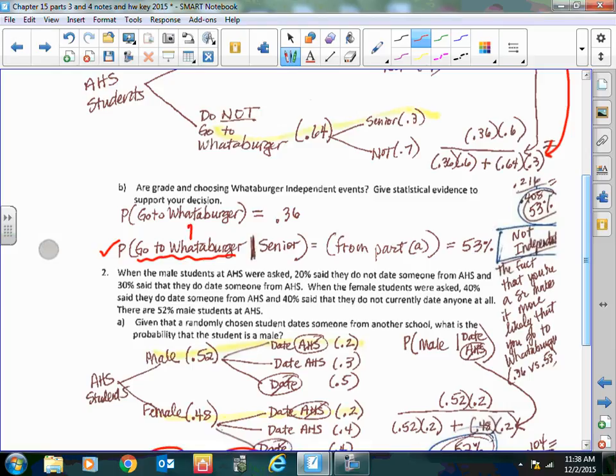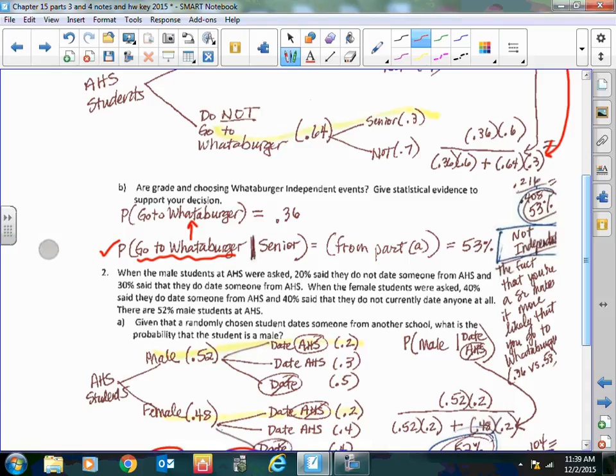And then you go to the marginal would be this first one overall. So whatever this first one is, that's what you do overall. So go to Whataburger overall was 36%. Okay, and then the part from part A was 53%.